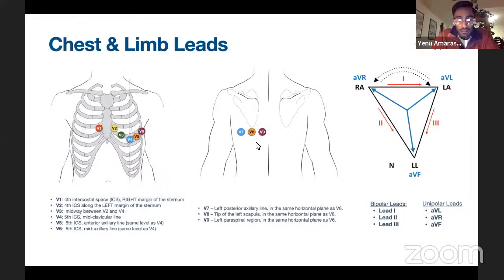And these are generally placed in the same horizontal axis or plane as V6. The first one, when you're placing these, would be V8. So you go and find the inferior angle of the scapula, and then you place V8 just below that. And then either side of that, you would place V7 and V9. Yeah, that's all for this slide.